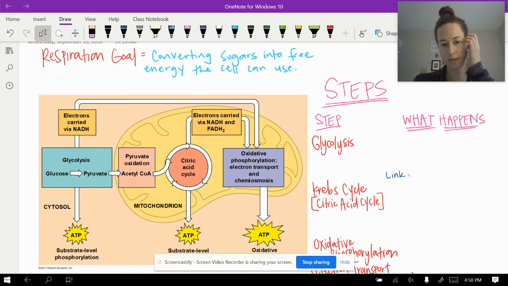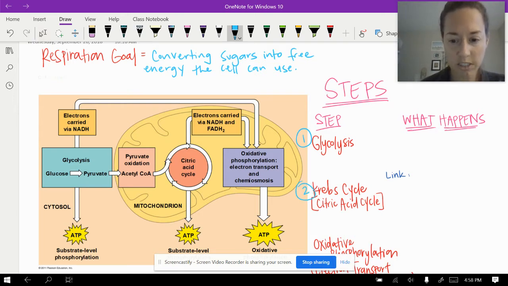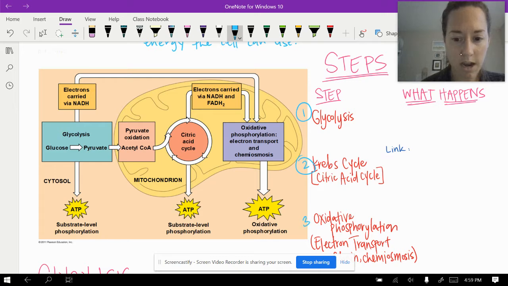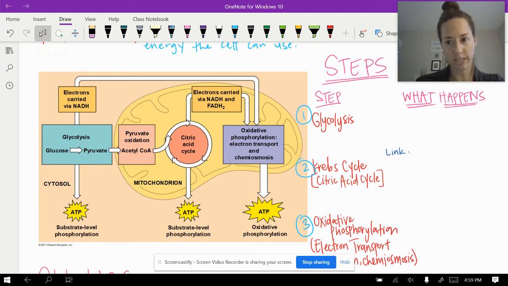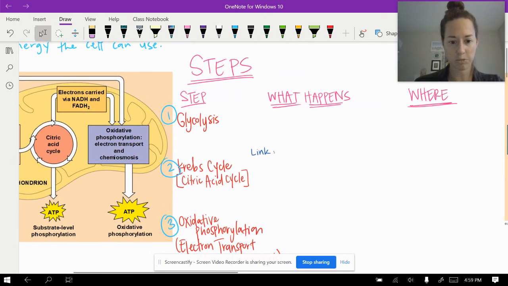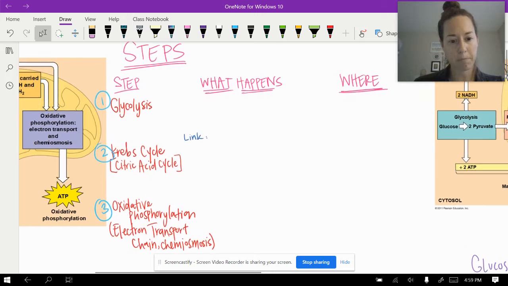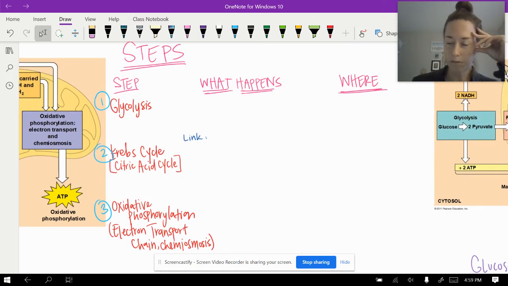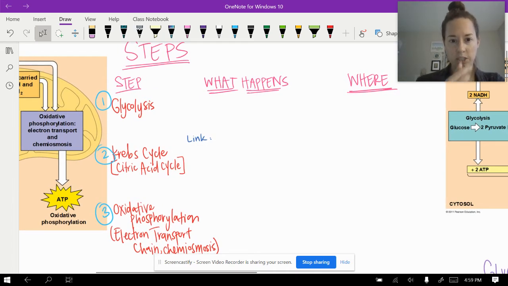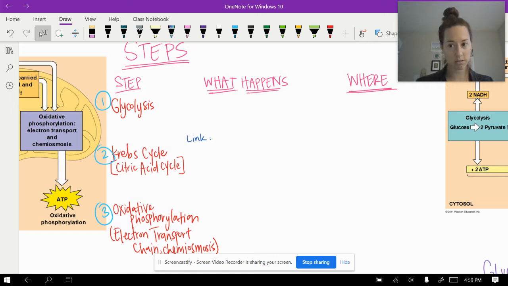So there are three main steps to this cellular respiration experience. They're glycolysis, which is step one, the Krebs cycle, which is step two, and oxidative phosphorylation, which is step three. The oxidative phosphorylation step includes the electron transport chain and something called chemiosmosis, which we'll talk about when we get down to the bottom. I wanted to start with a really brief overview of these steps so that when I dive into it, you'll have some idea what's going on.